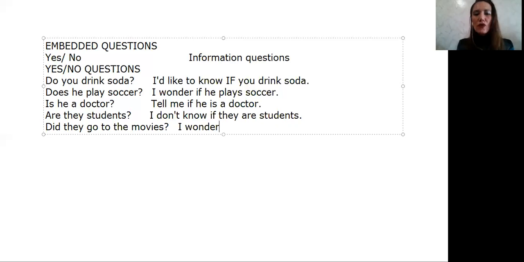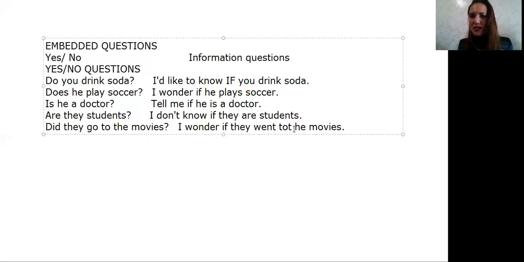So I wonder if, I'm going to use if because it's a yes/no question, okay? And then I'm going to think of the order of a sentence. So pronoun first, if they. Now I have the verb go. But because we have the auxiliary did, remember this is past tense, so I need to change the verb into past tense in order to do this type of question. So past tense of the verb go, it's went to the movies.